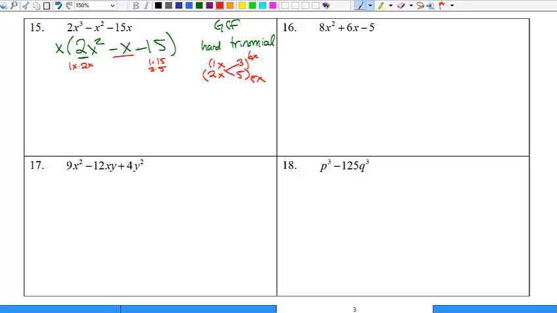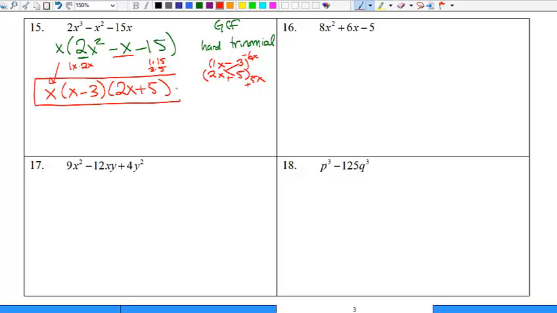Can I use 6x and 5x to get to negative 1? Well, yes, I can. That's with a negative on the 6 and a positive on the 5. So this factors into, don't forget the x, 1x minus 3 and 2x plus 5. Now the two parentheses can go in either order as long as you have them all.